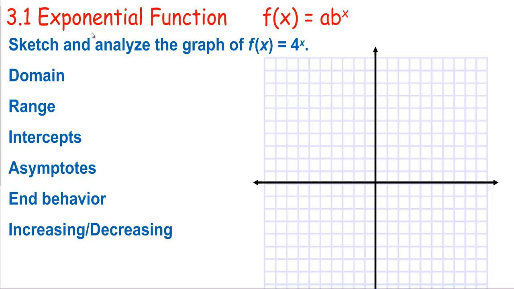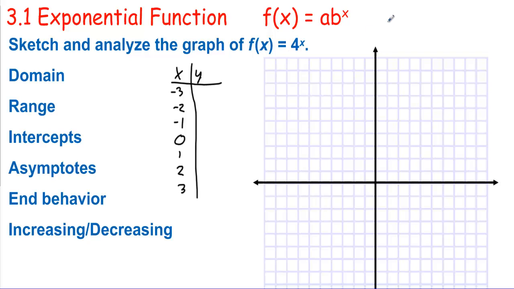This is section 3.1 on exponential functions. Sketch and analyze the graph of f of x equals 4 to the x. Let's use an xy chart to do this. We have x and y. Let's go from -3 to 3. So we have -3, -2, -1, 0, 1, 2, and 3.